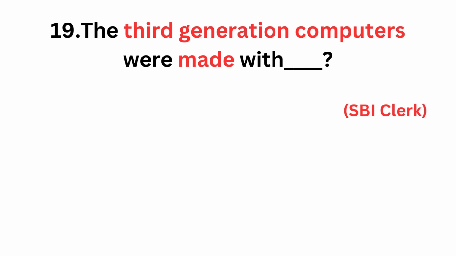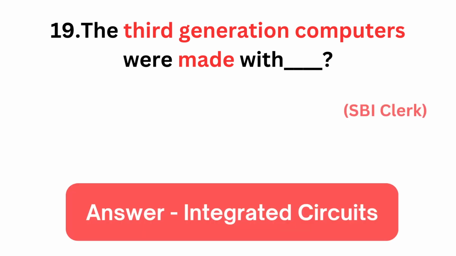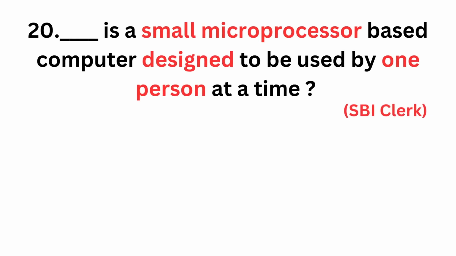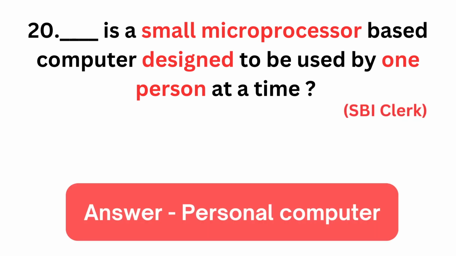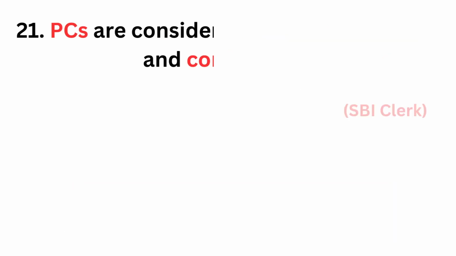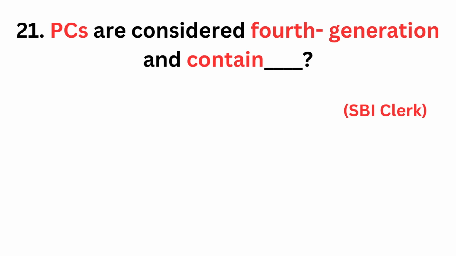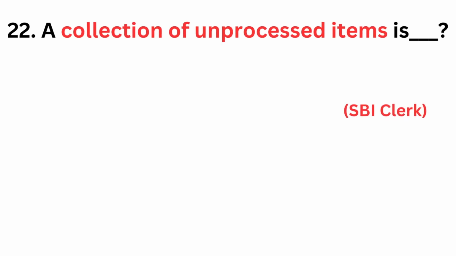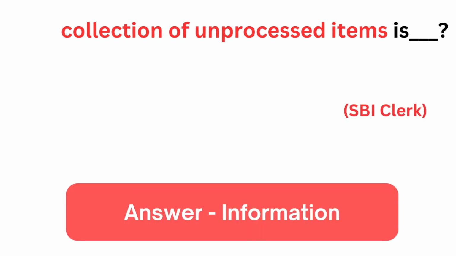The third generation computers were made with what? Integrated circuits. What is a small microprocessor based computer designed to be used by one person at a time? Personal computer. PCs are considered fourth generation and contain what? Microprocessors. A collection of unprocessed items is what? Information.